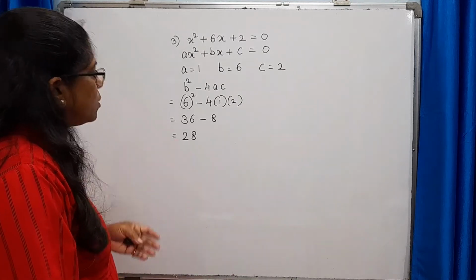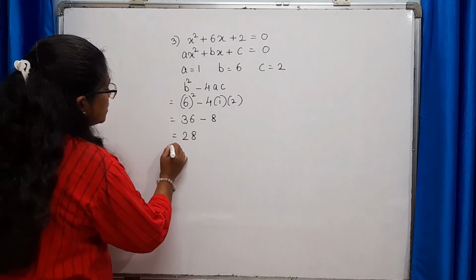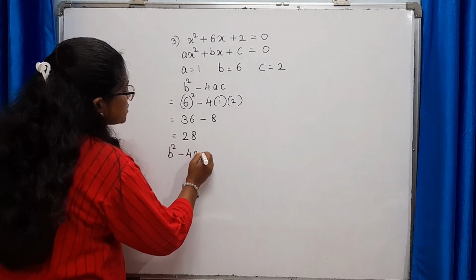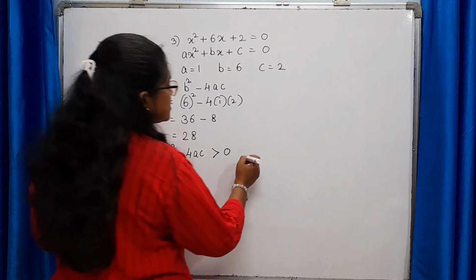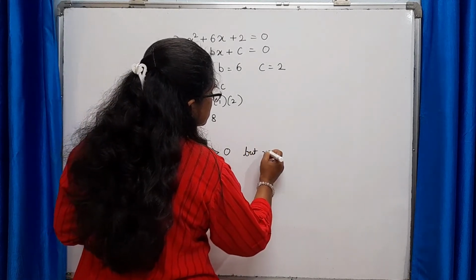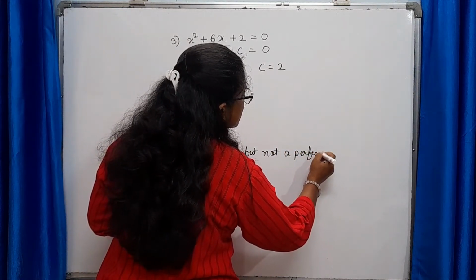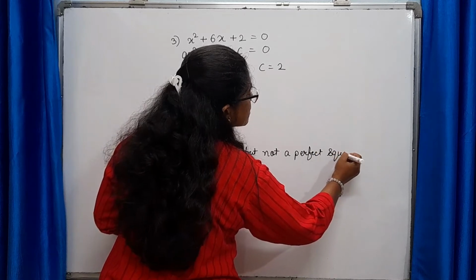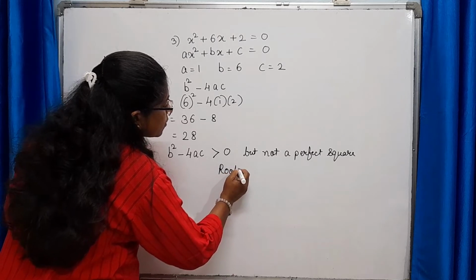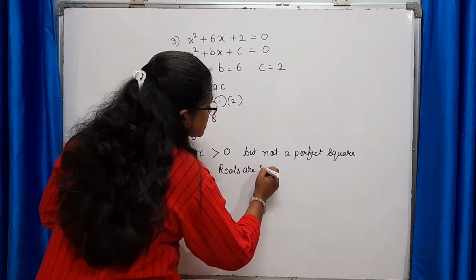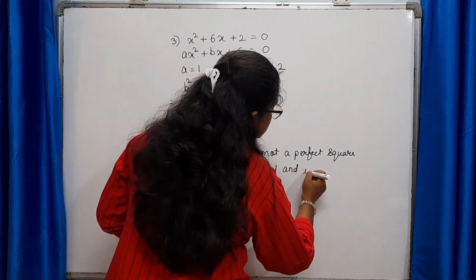Now 28 is greater than 0, but it is not a perfect square. So here b square minus 4ac is greater than 0, but it's not a perfect square. So in this case, roots are real, yes, they are real and irrational.